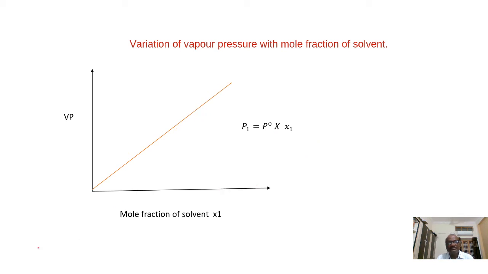Which means in the case of a dilute solution, the vapor pressure will be more. Mole fraction of solvent is more means what? It is a dilute solution. As the concentration increases, the mole fraction of solvent decreases in this direction, you can see. Then the vapor pressure gradually decreases. So this relation we can understand clearly with the help of this graph.